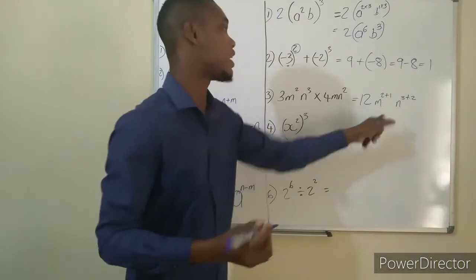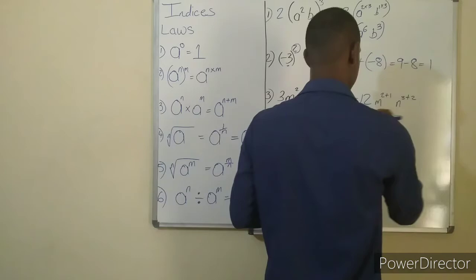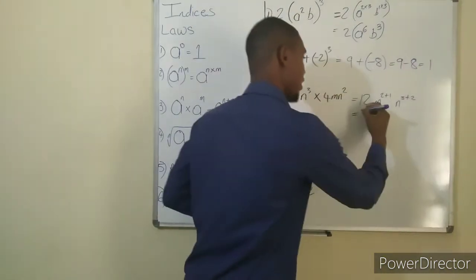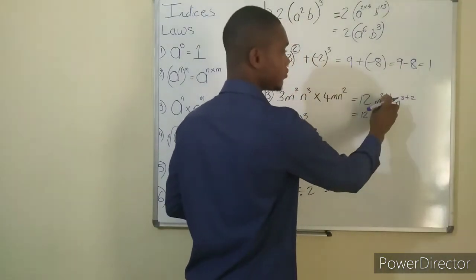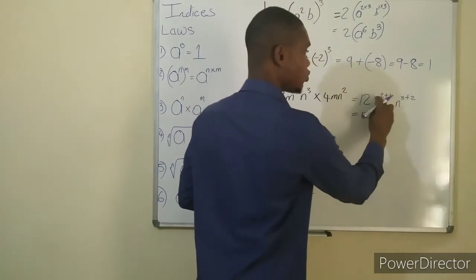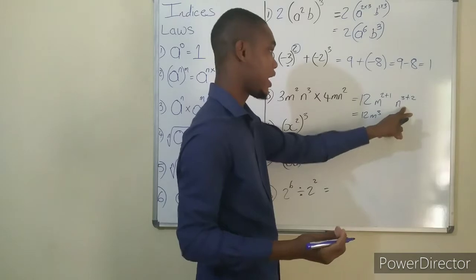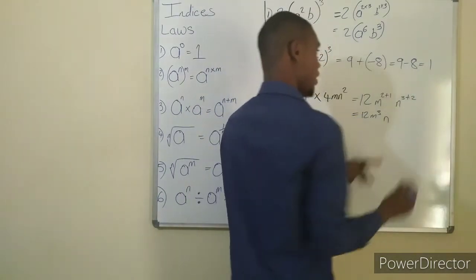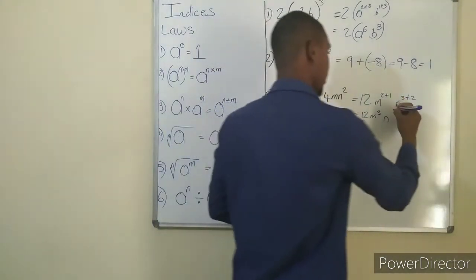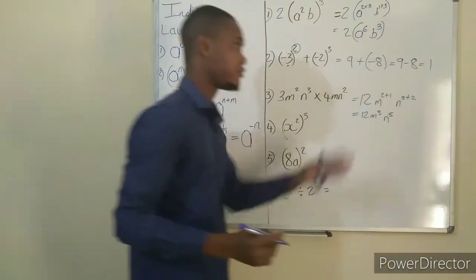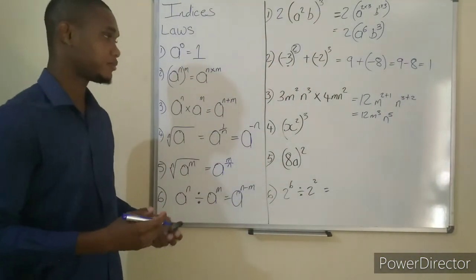So now when you have it like this, you can simply simplify it to say that this means 12m, 2 plus 1, that gives you 3, so you put your 3 there. And then you have n again, so you put your n, and 3 plus 2, that gives you 5. And that concludes that question.